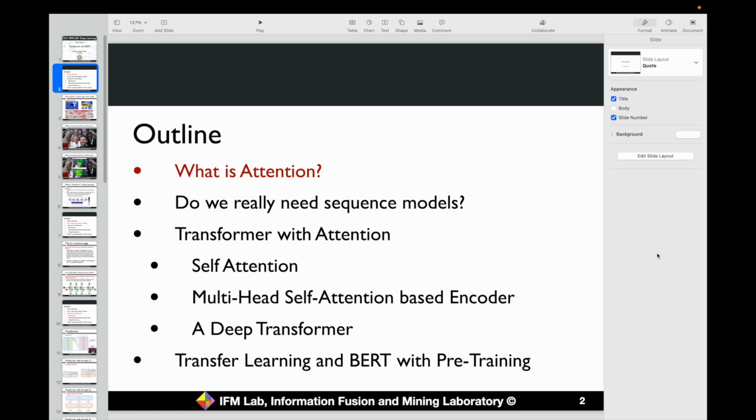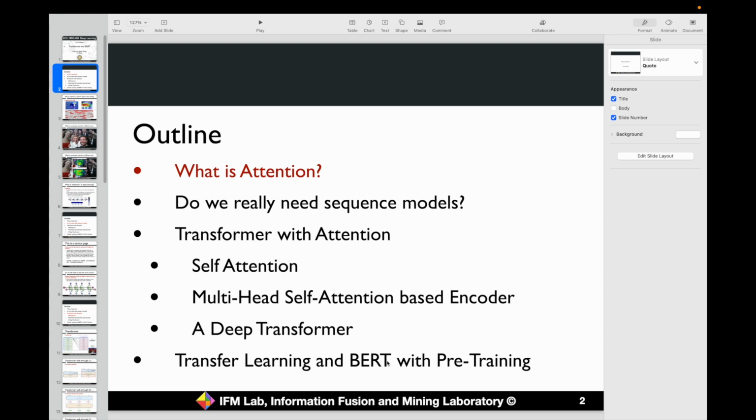After that, we will talk about the transformer model with attention, and we will discuss in detail the transformer architecture, covering the self-attention as well as the multi-head self-attention based encoder. We also talk about how to use these encoders to build a very deep transformer model, by stacking them on top of each other. So the transformer can be used extensively, and at the end, we also discuss a very important model based on the transformer. It's called BERT.